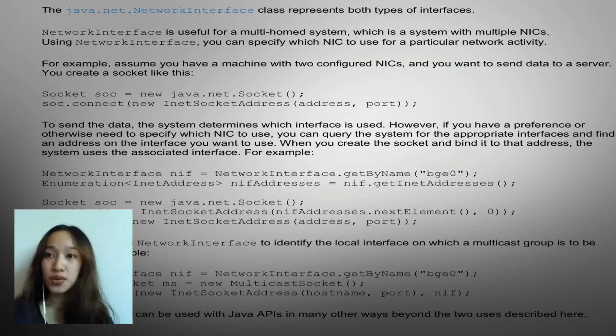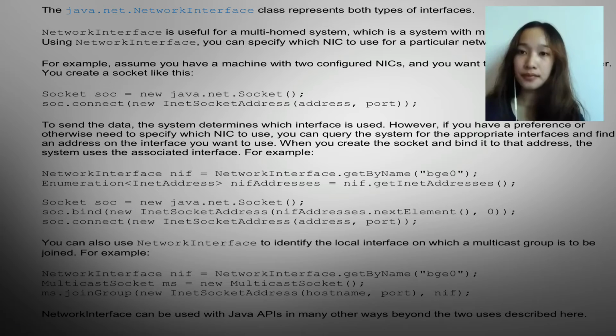Network interface is useful for a multi-homed system, which is a system with multiple NICs. Using a network interface, you can specify which NIC to use for a particular network activity. For example, assume you have a machine with 2 configured NICs, and you want to send data to a server. You create a socket like this. Here you can see it in the PPT. To send the data, the system determines which interface is used.